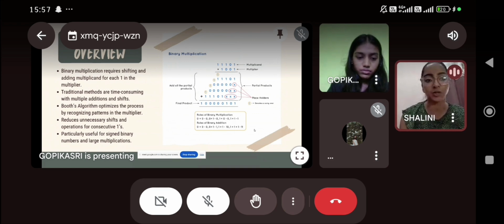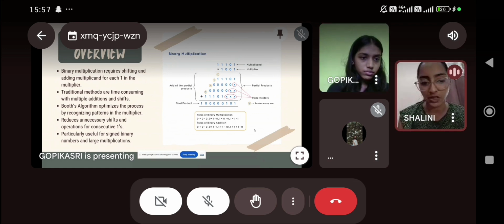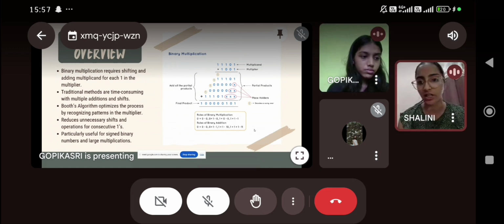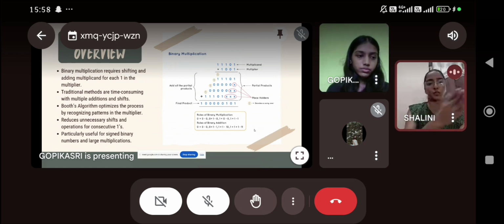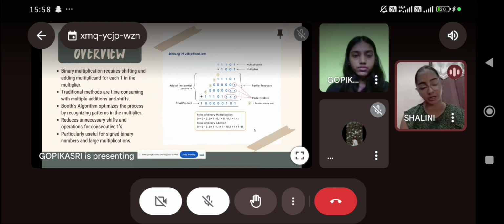Traditional methods are time consuming with multiple additions and shifts. Booth algorithm optimizes the process by recognizing patterns in the multiplier. It reduces unnecessary shifts and operations for consecutive ones. It just asks the multiplicand to shift by 1, such that operations for consecutive ones can be neglected. It is particularly useful for signed binary numbers and large multiplications.